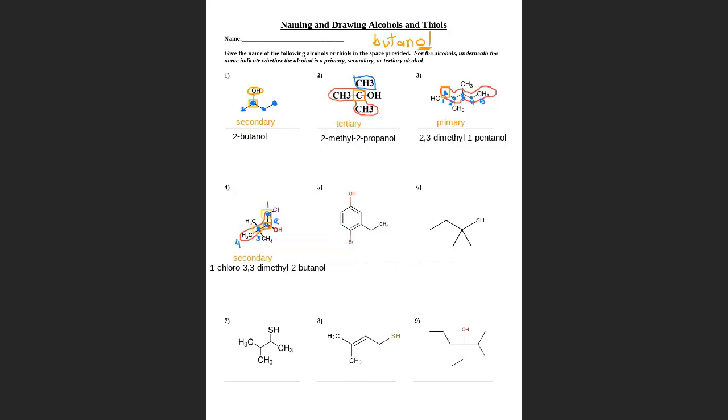So when benzene is attached to the alcohol, we call that phenol. Phenol. I'll put PHENOL. Okay. And the number 1 carbon in a cyclic compound is always the one that has the functional group on it.